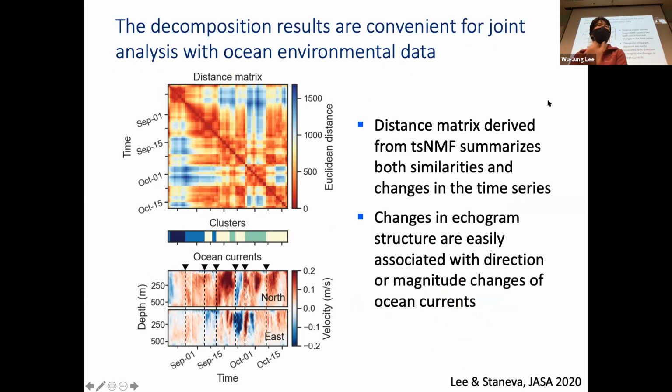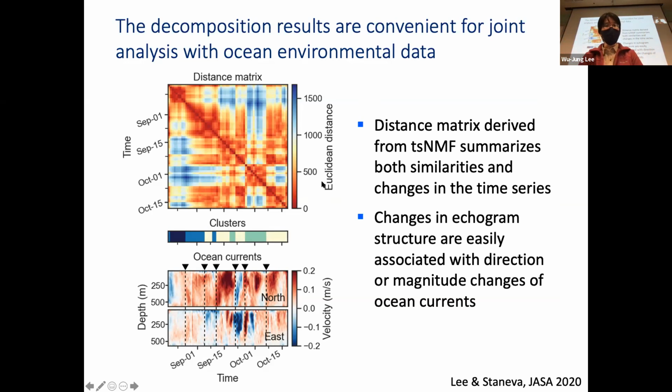And the other cool thing that we found out from doing this is that because the tsNMF activation gives you a much more summarized form of what the temporal processes in the data are, you can then use that to describe changes or similarities across the time span you are looking at. So what we have here is a distance matrix. The vertical and horizontal axes are both time, and these are basically just Euclidean distances of the activation.